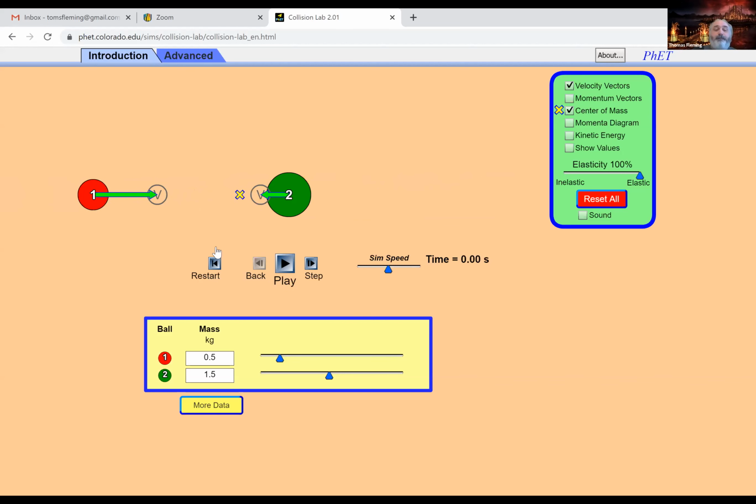Let's try it again. Let's make it more exaggerated. Let's have these guys travel and hit each other way faster. Again, watch the X. How did the motion of that center of mass change when those things collided? How about now?